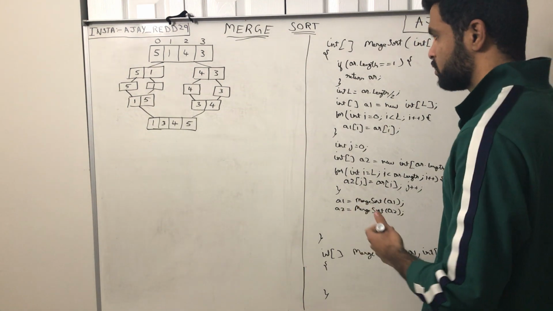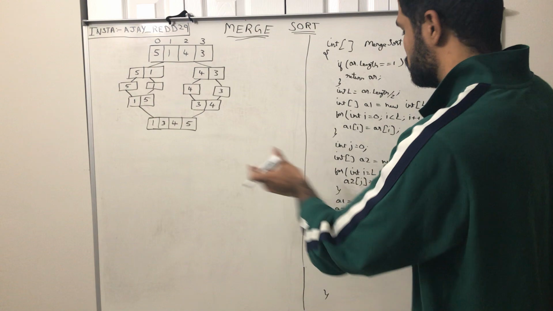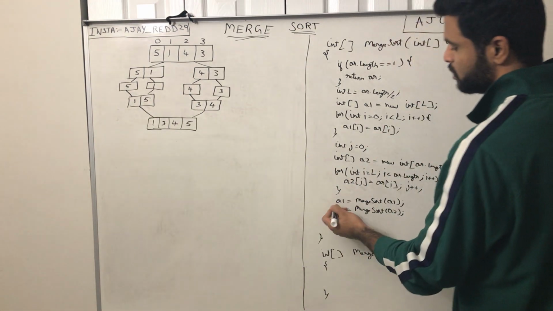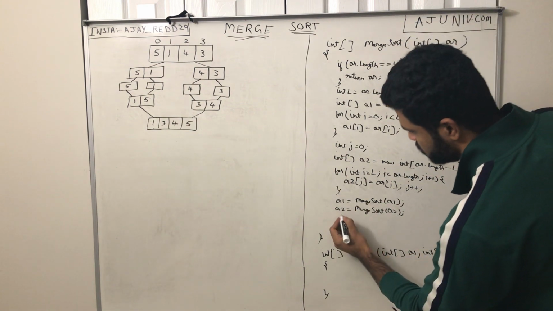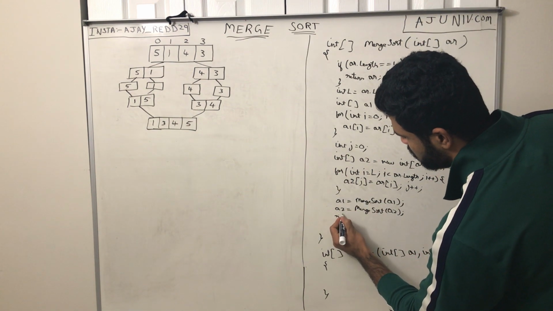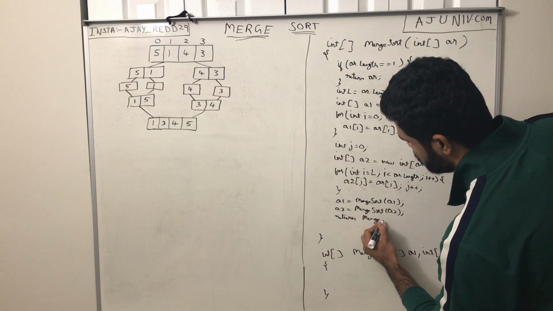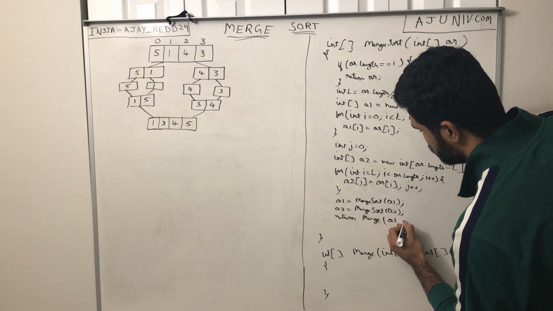Then after that I have to merge them. Once I do the recursive calls, I have to merge the resulting arrays into one array. For that I will call this function merge. So I will return the merge function call, which will take two subarrays.